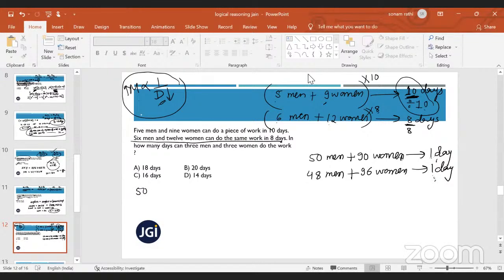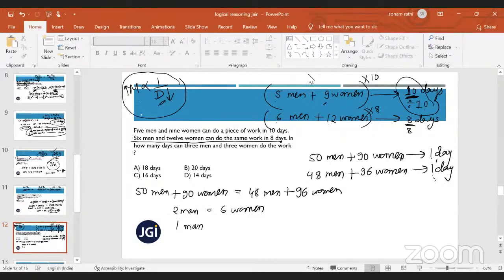So I will do 50 men plus 90 women is equal to 48 men plus 96 women. So it means 2 men is equal to 6 women, or I can say 1 man is equal to 3 women. Yes or no? So I equated these two equations. Okay, 1 man is equal to 3 women. Is it clear up to here, everyone?